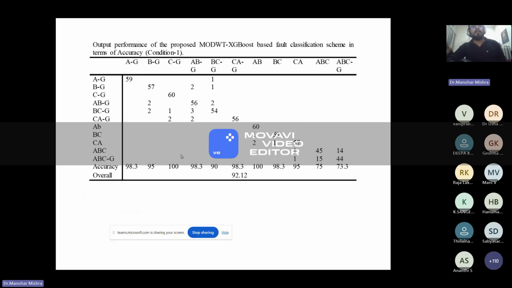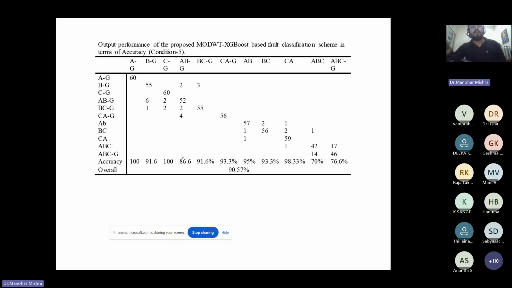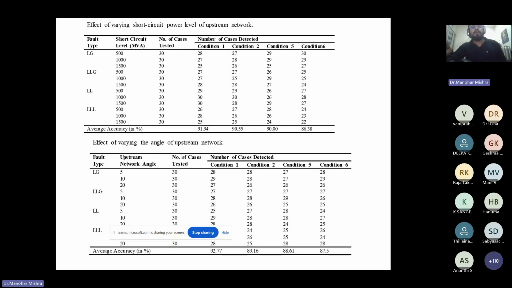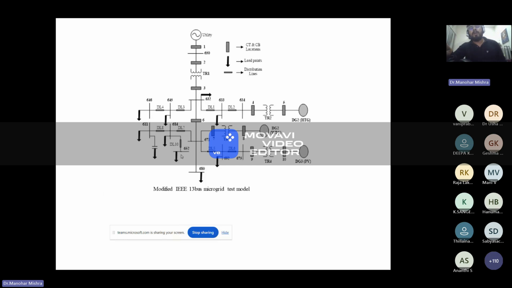If we differentiate the phase, then this is the classification result during condition 1. Here the accuracy is 92.12, like this. These are the results only. So we applied this, and here also we obtained results. Then, as we know, to generalize the model, it is better to test it on another model.